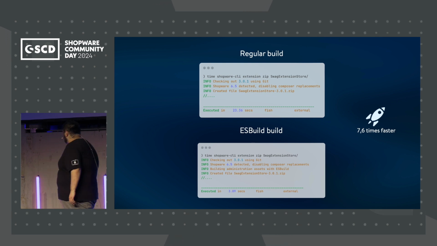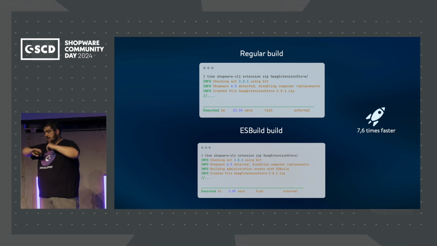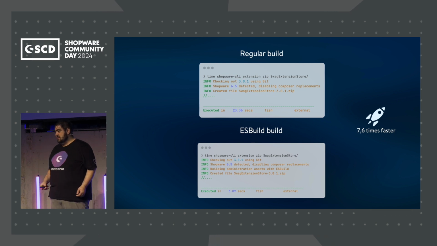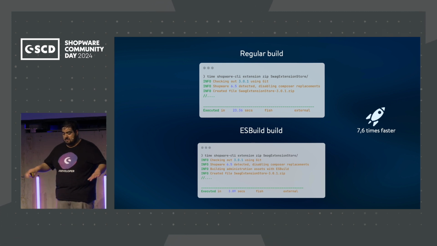So I would highly recommend creating ES build in an isolated way without any Shopware source code around. And of course, it's faster, and I like to have faster pipelines. And in my opinion, 3 seconds is still too long. I need to optimize that.